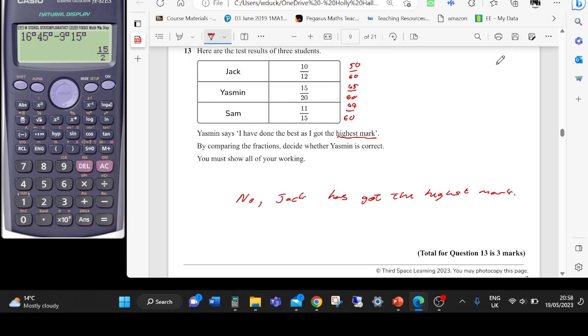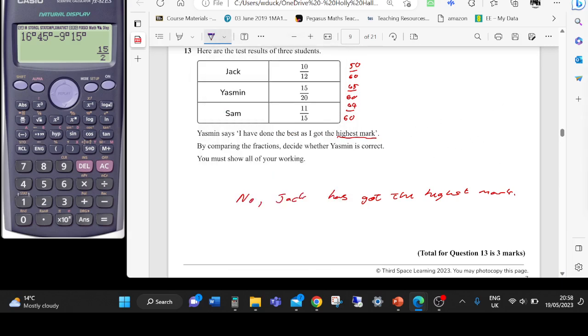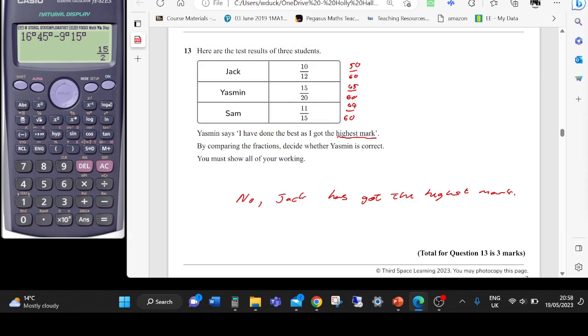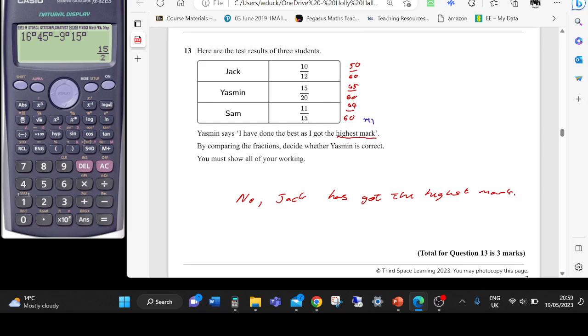Right, marks for that. Let's have a look, see whether that is picked up. So we've got M1 for attempt to put the fractions over common denominators with at least one of them correct. M1 for 3 correct fractions with common denominators. So it is fairly insistent on the idea of the fractions. And then it says correct statements. No, Jack's score was the best.